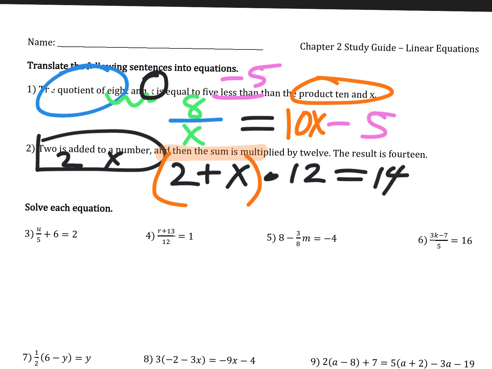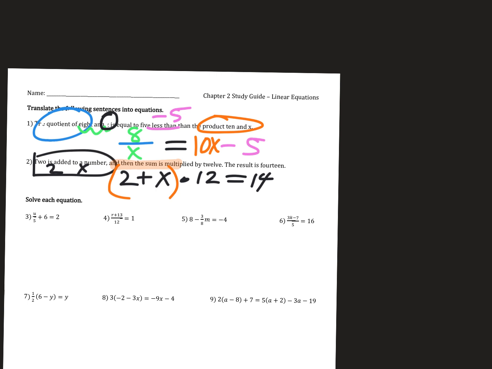Yes, sir? Does it matter where we put the 12? Does it have to be on the opposite? That is an excellent question, Mikey. It just does not matter. You could put it in the front or in the back. Well, I was just curious because if we put it in the front, I'm used to it being there for distributive property. That's very true. Either one would be correct. So 12 times x plus 2 or 2 plus x, doesn't matter. It means the same thing. That is a good question, actually. Thank you for asking a good question.